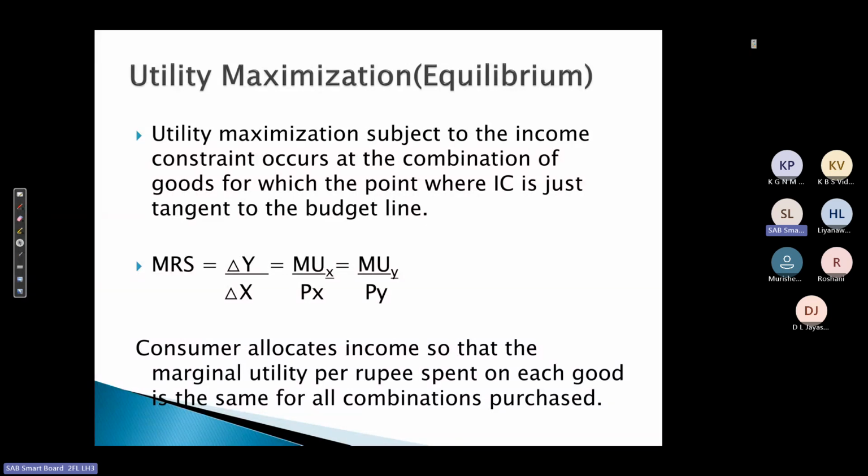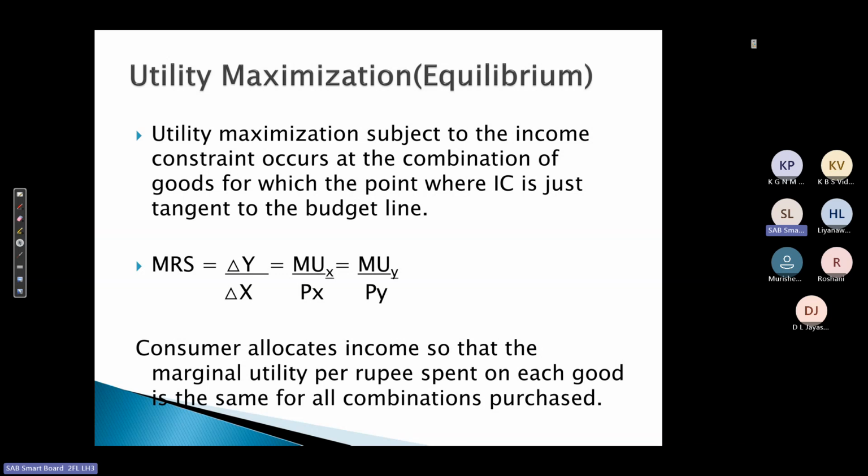So at the equilibrium point, all these conditions are satisfied. MRS equals the price ratio, or we can say MUx over Px equals MUy over Py, which we took from that theory as well. So the same thing is explained here. The consumer allocates income so that the marginal utility per rupee spent on each product, or per dollar, is equal.